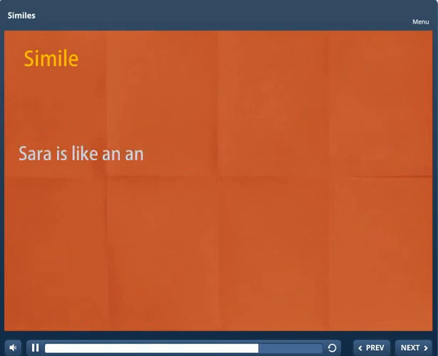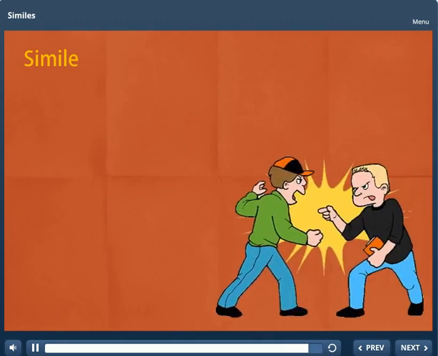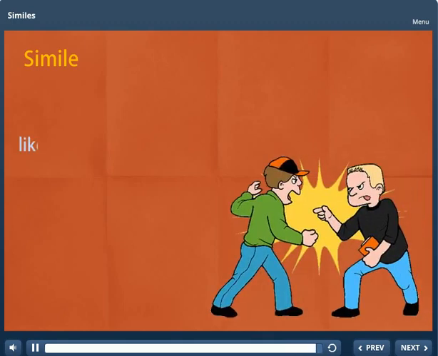Sarah is like an angel. Sarah is kind, so we are comparing her to an angel. We did not use the word kind in this sentence. Salim and Hasib were fighting a lot, so we compared their fighting to cats and dogs.